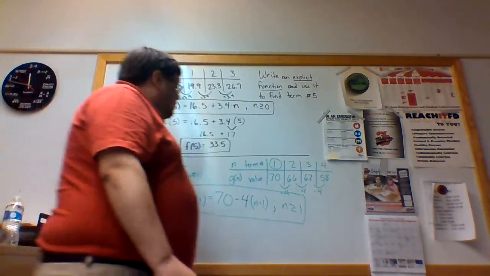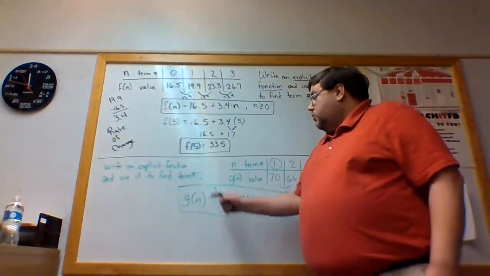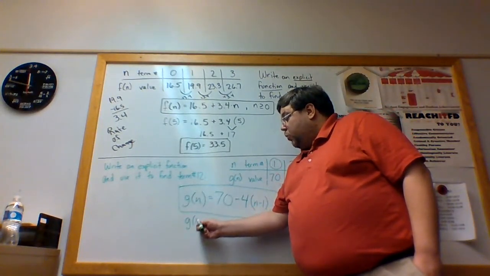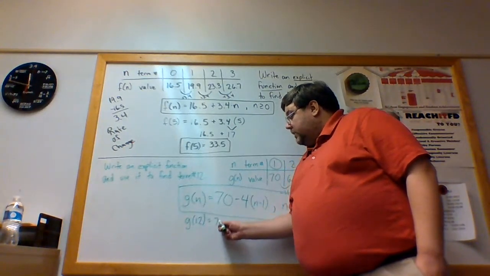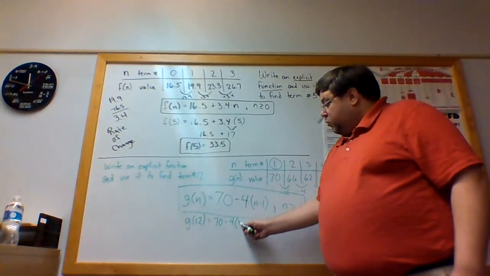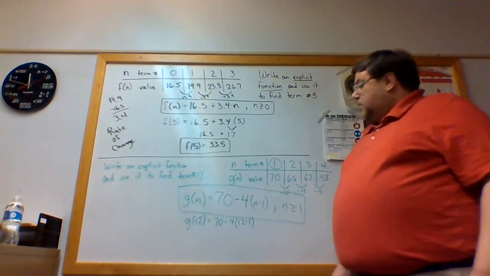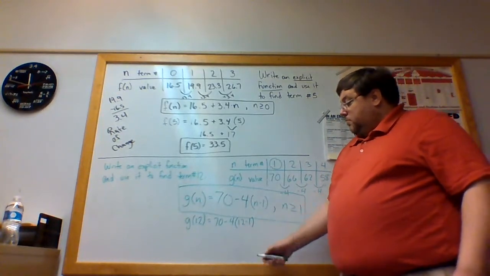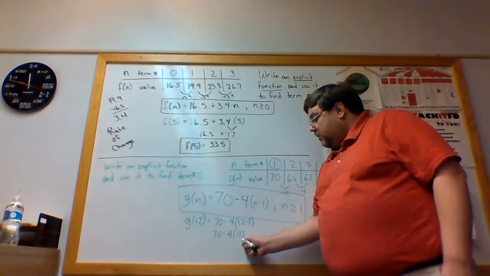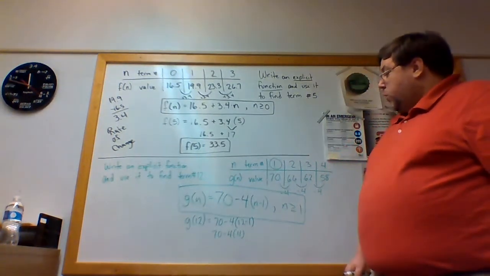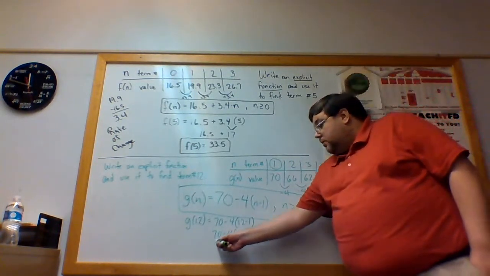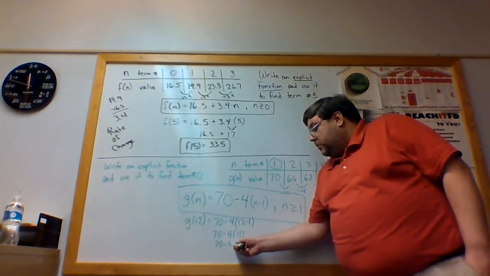And then this one also asked me to use the explicit formula to find term number 12. So that would be g of 12 equals 70 minus 4. And then I put in 12 for n, so 12 minus 1 becomes 11. 70 minus 4 times 11. Because to get to term number 12, we would have only subtracted 4 11 times. That would become 70 minus 44.